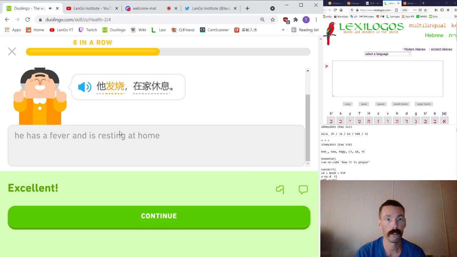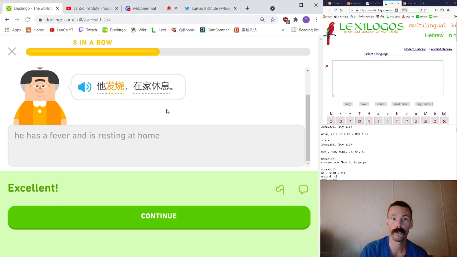So 3 verbs here. First one, 发烧, to have a fever. The last one, 休息, to rest. And then 在家 is a verb phrase, to be at home. It's giving us the location for the resting.